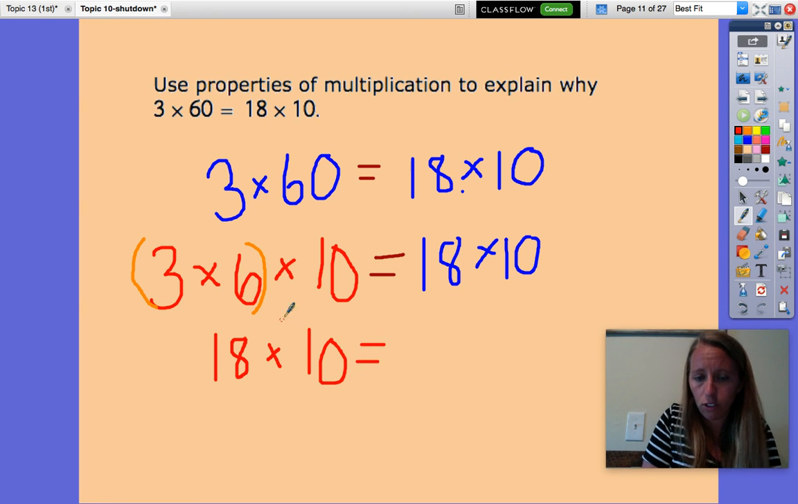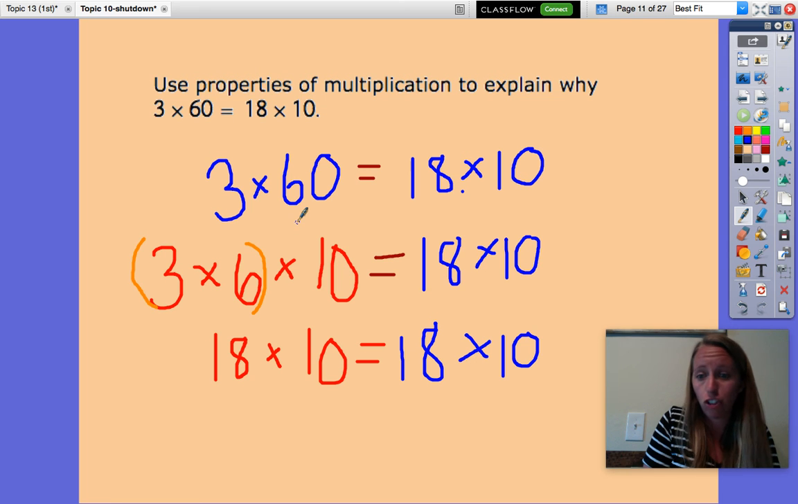I use the associative property to prove that 3 times 60 is the same as 18 times 10. They will both equal the same exact thing because we were able to take 3 times 60 and change our factors around a little bit and get the same exact thing on both sides of our equation.